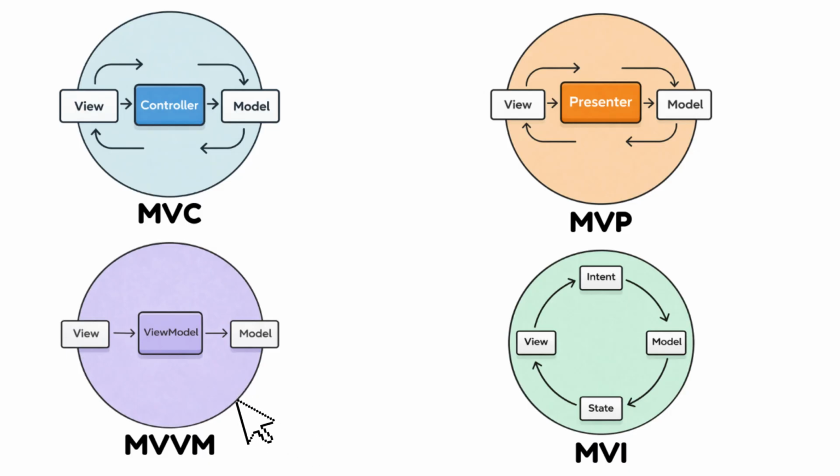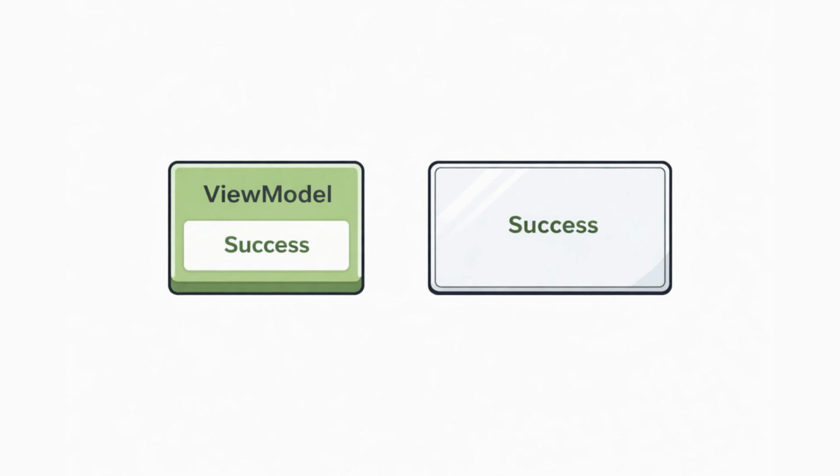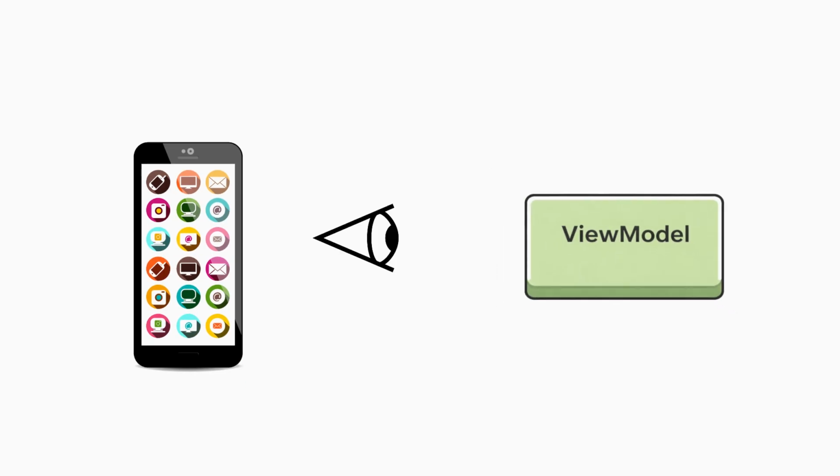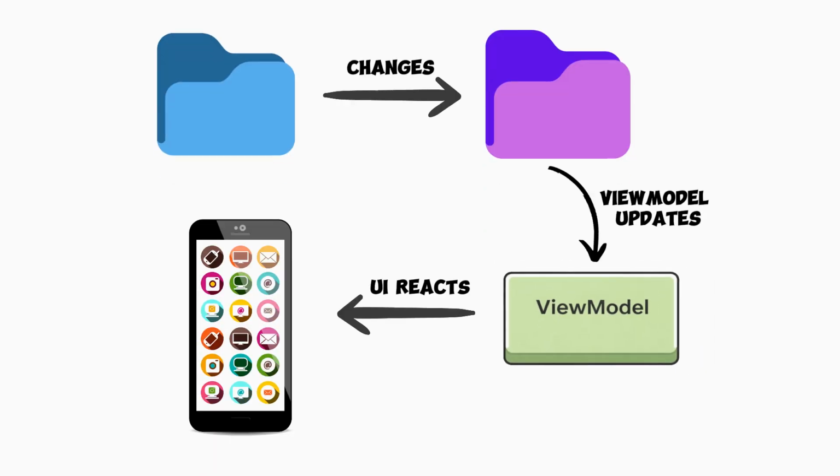MVVM. MVVM is like a smart mirror. When you change, the reflection updates automatically. MVVM stands for Model, View, ViewModel. The view observes the view model. When data changes, the UI updates on its own.